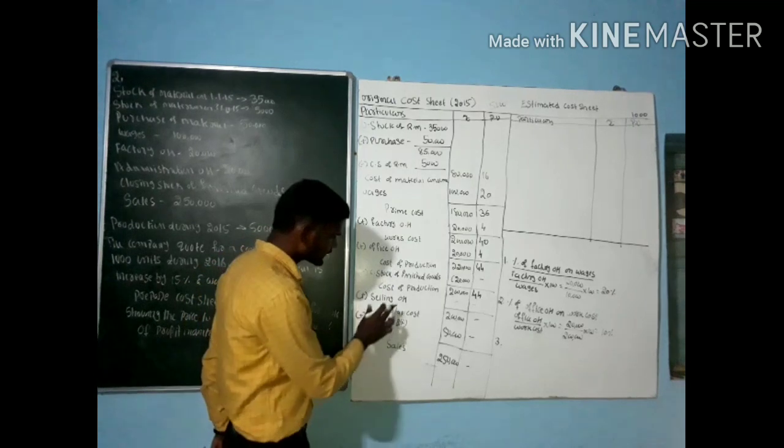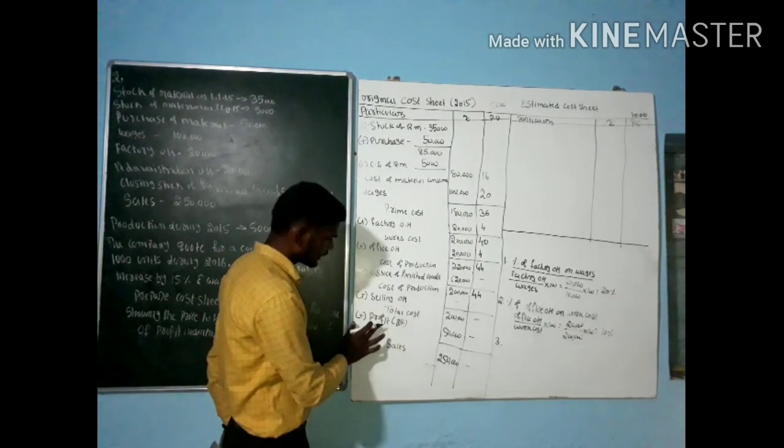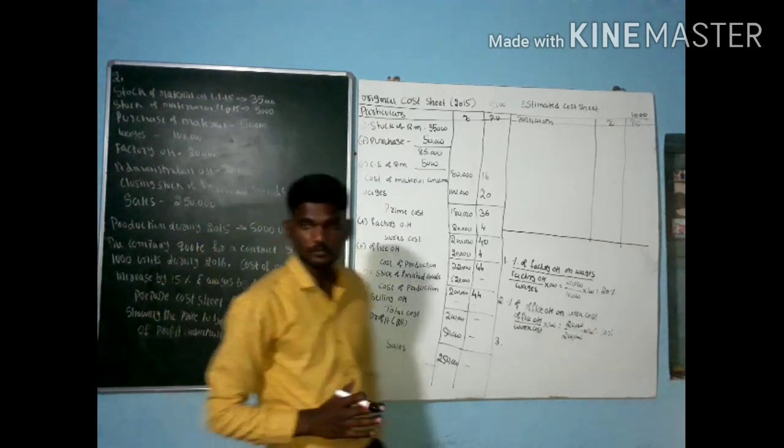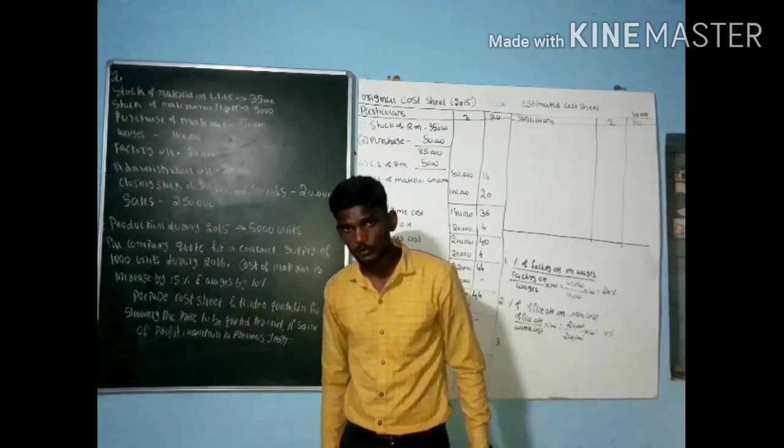Next one, after selling overhead, we need to calculate either profit or sale. But in the problem, they have not given any sale or profit here.